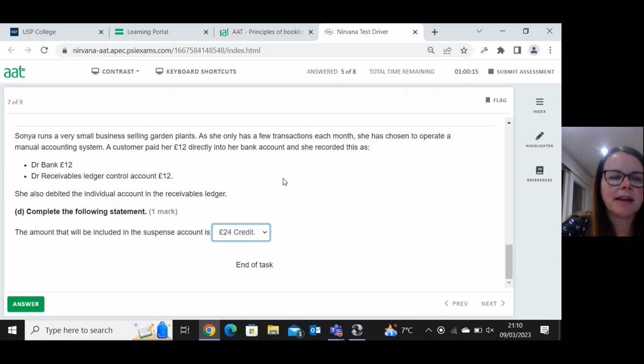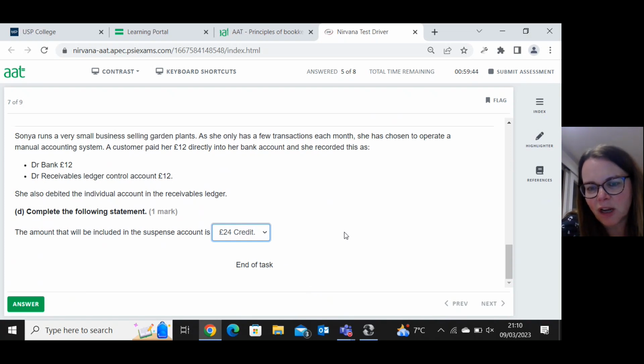And the other way to think about it is, if you imagine your receivables ledger control account that's sitting there, you could draw it with the £12. And you know that to fix it, you've got to go credit the RLCA and debit suspense twice. So in other words, you're going to end up debiting suspense with £24 to fix it. So therefore, you can conclude that there must have been an opening difference on the suspense account of £24 credit. Quite tricky, that one.